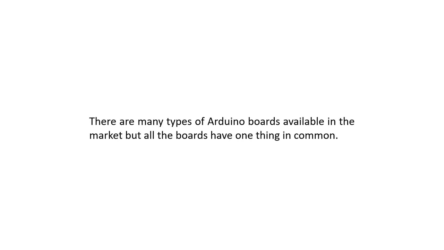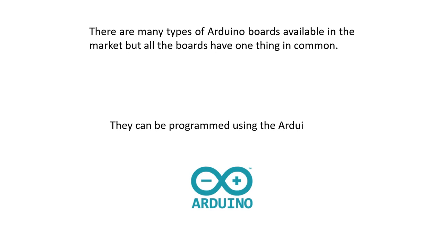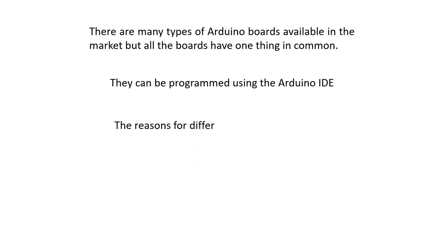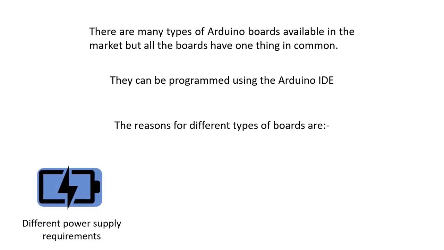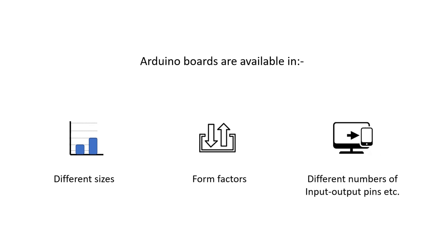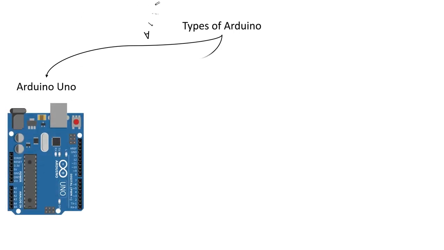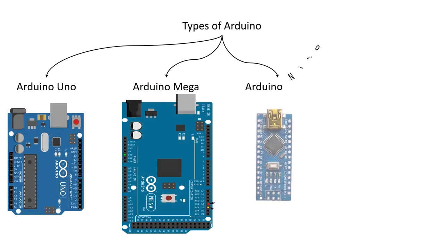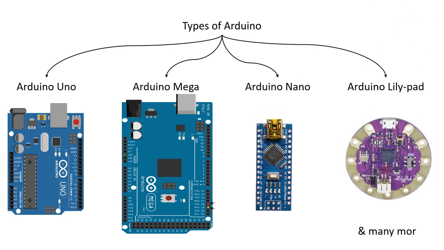There are many types of Arduino boards available in the market, but all the boards have one thing in common, that they can be programmed using Arduino IDE. The reasons for different types of boards is different power supply requirements of each of them, connectivity options, their applications, etc. Arduino boards are available in different sizes, form factors, different number of input-output pins, etc. There are different types of Arduino. Some of them are Arduino Uno, Arduino Mega, Arduino Nano, Arduino Lilypad, and many more.